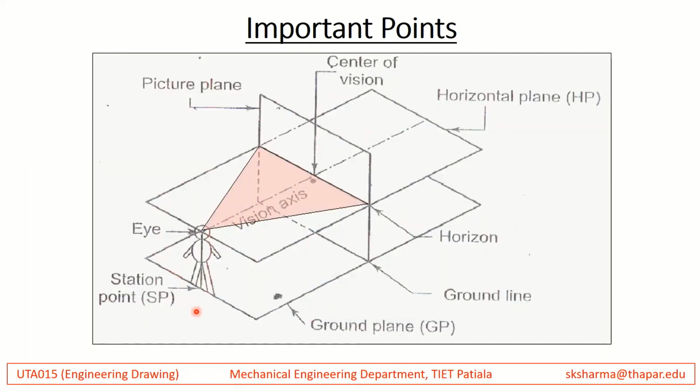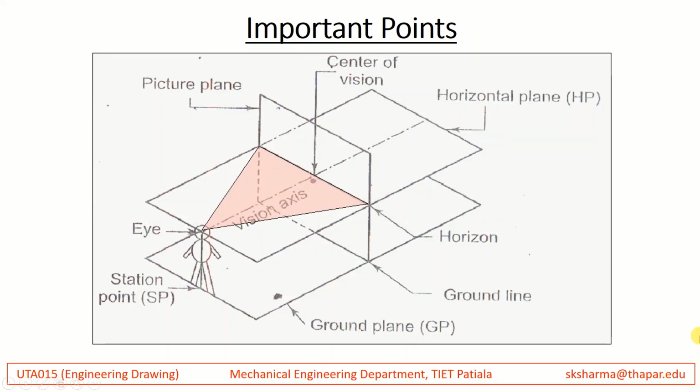Before we go any further, let us have a quick recap of what we did in the very first lecture on perspective projections. So these are the basic elements used in perspective projections. There's a ground plane, there is a picture plane, there is a horizontal plane, there is an observer standing at a finite distance from the picture plane, there is a ground line which is the intersection of the ground plane and the picture plane, there is a horizon which is the intersection of the horizontal plane and the picture plane.